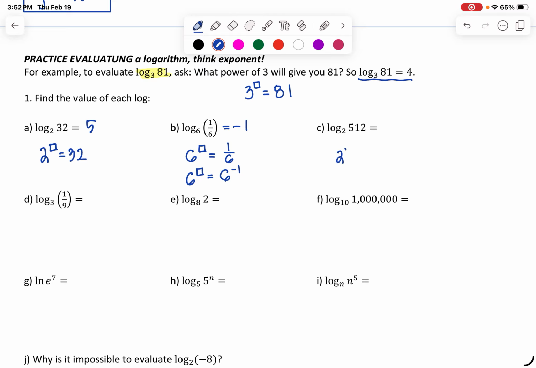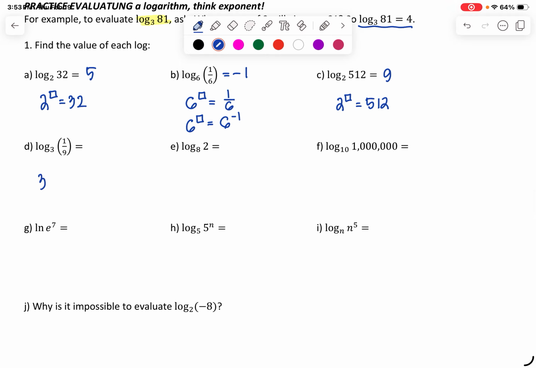This is 2 to what power gives me 512? You might have to take a second to think about this. Maybe use your fingers to count. So 2 to the first power is 2, squared is 4. We have 8, 16, 32, so I'm at the 5th power now. 64 is the 6th power, 128 is the 7th power, 256 is the 8th power, so 512 is the 9th power. 3 to what power gives me 1/9, which I can rewrite as 3 to the negative second power, so that's -2.